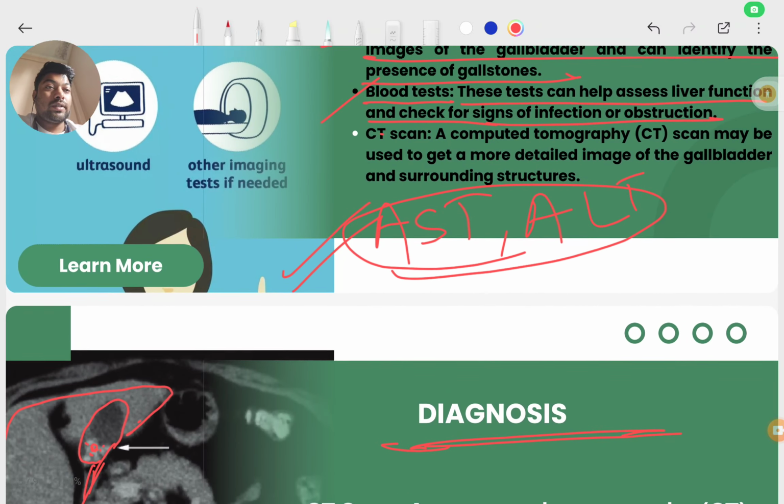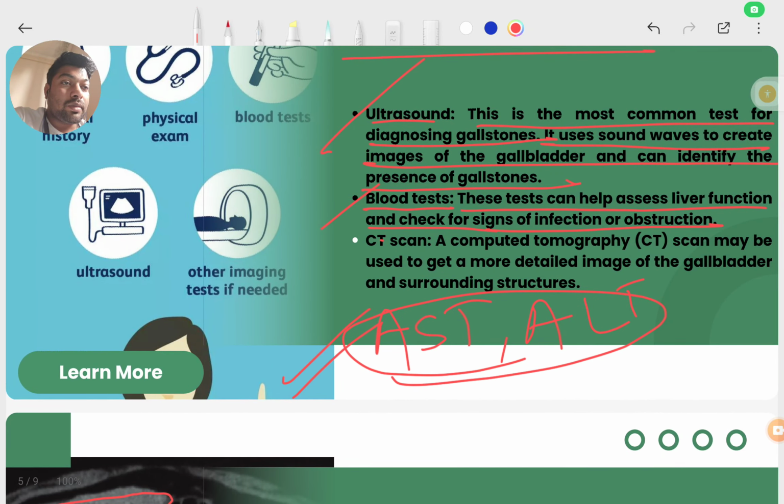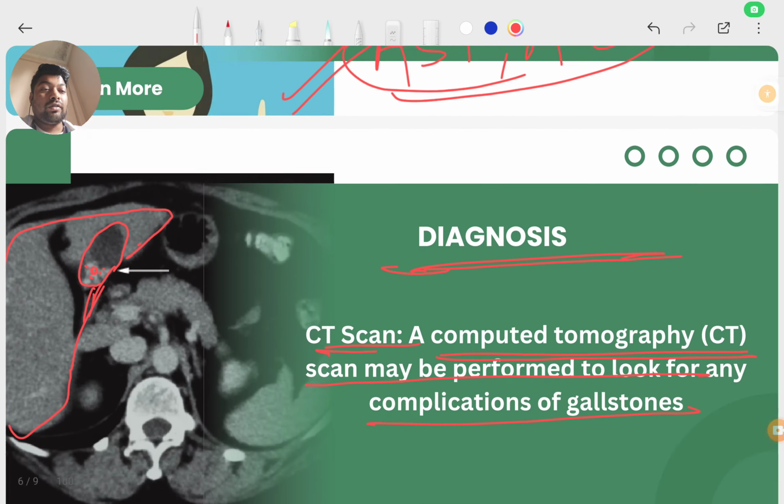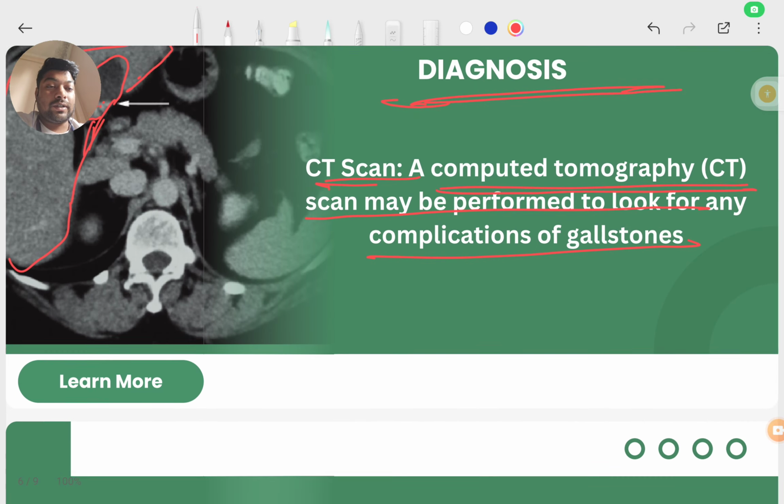So we have discussed the blood test also. Now the third one is the CT scan, which we have already discussed. Ultrasound is very effective in this case, and similarly CT scan is also very effective to diagnose gallstone cases. Similarly, the blood test we have already discussed.